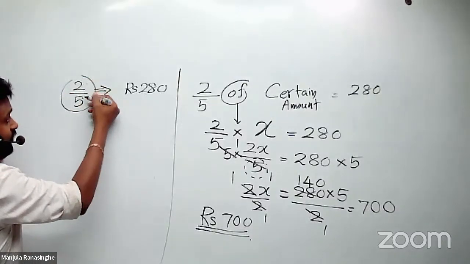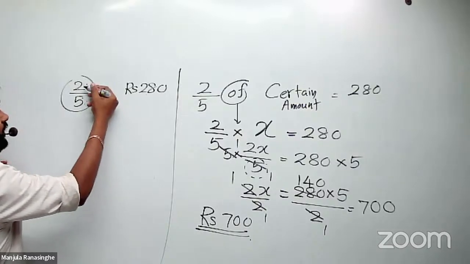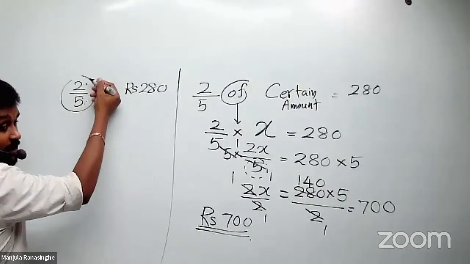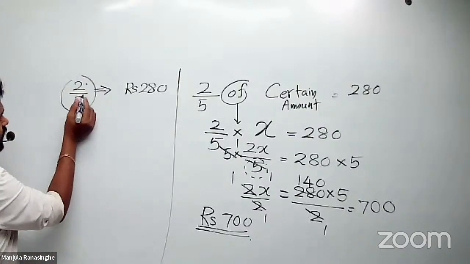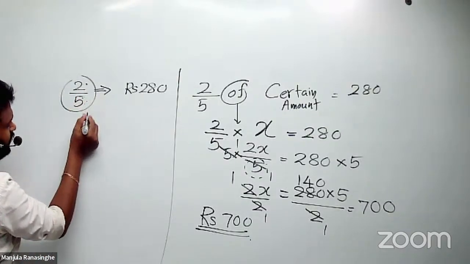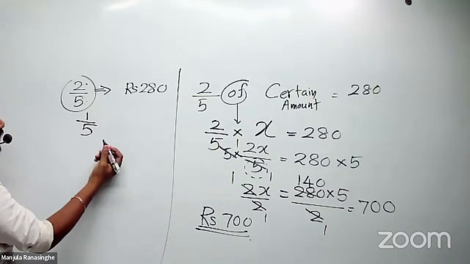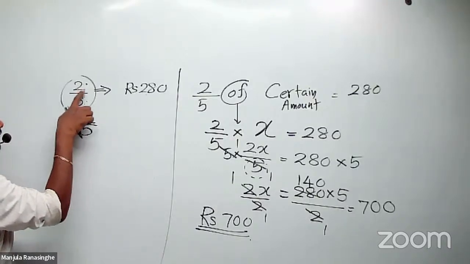Total means 5/5, right? 5 වලින් 2 තමයි 280. 5 වලින් 5 තමයි total එක වෙන්නේ. Now how to find 250 is 280? So you can find out 1/5. How? Right, out of 5 parts, 2 parts is 280.